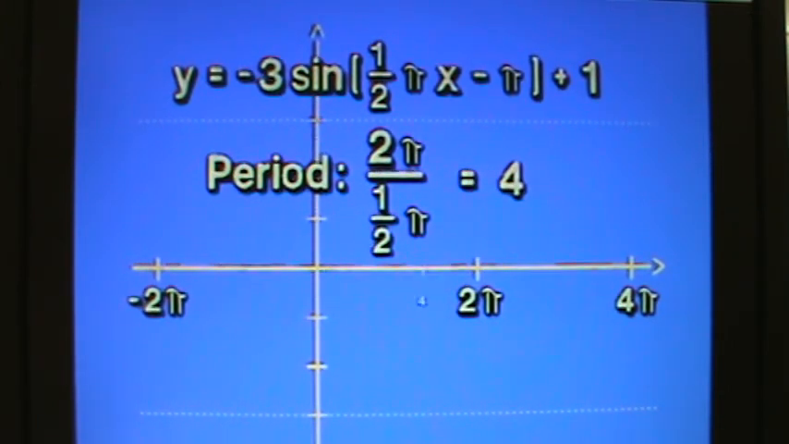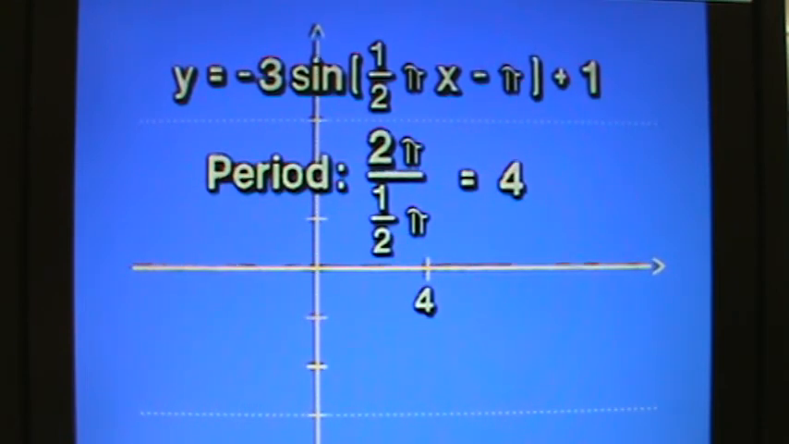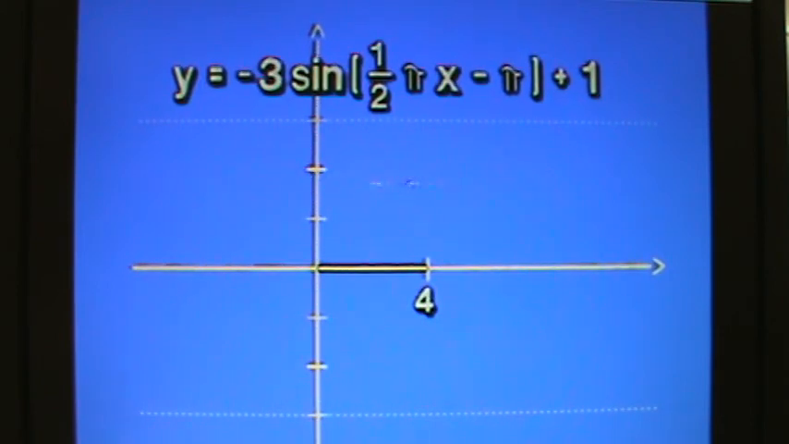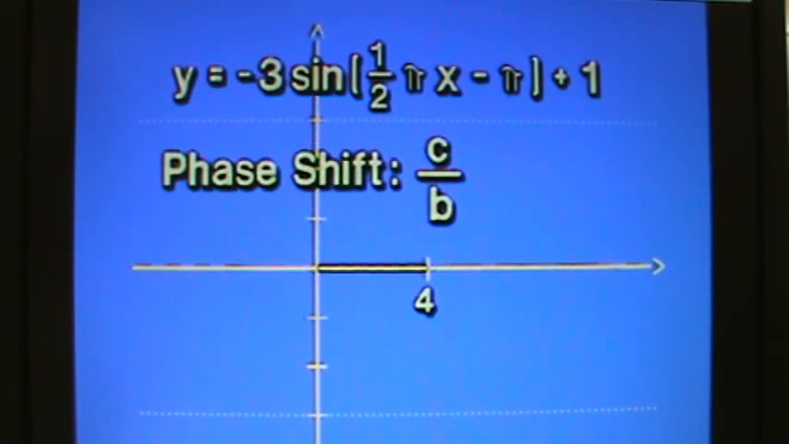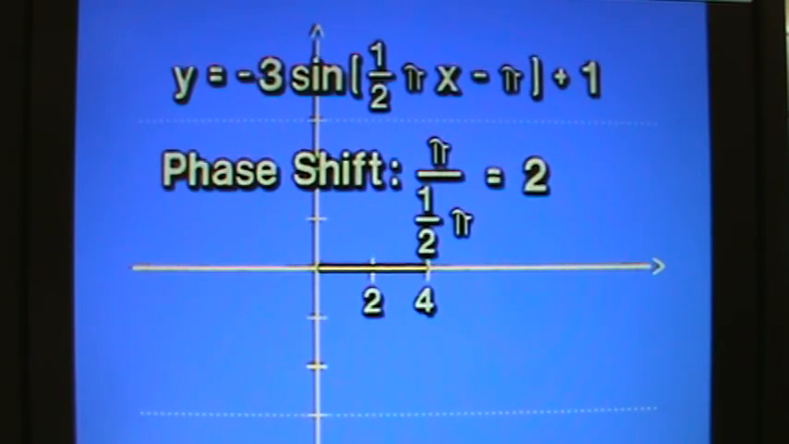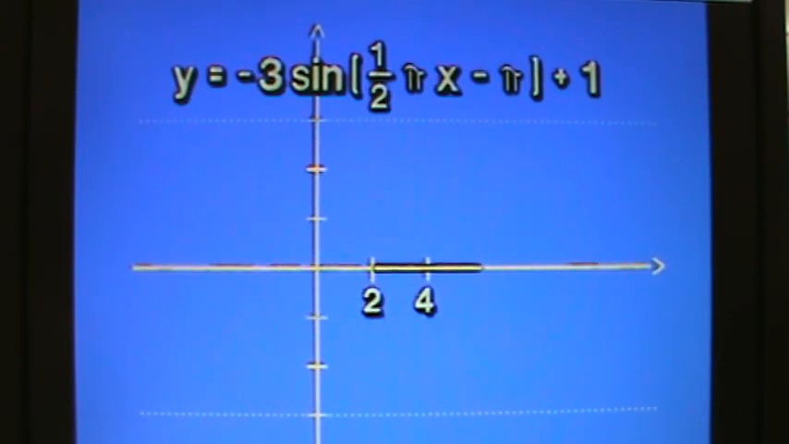We identify the position of 4 on our coordinate plane. And now we can subdivide that area if we want to do that right now, but it might be wise to identify a phase shift first. Here, the phase shift now is c over b, which is pi over 1/2 pi, or simply 2. So our graph is going to shift 2 to the right on our coordinate plane. So we think about that shift.